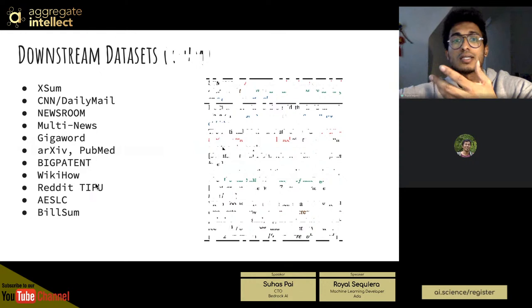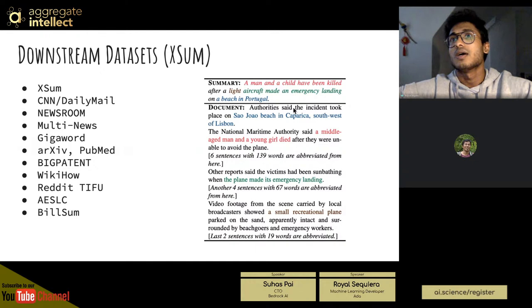And here are some examples. If we look at this, this is extreme summarization, and these summaries are gold summaries or reference summaries. So you can see that it seems like a much harder task for a model to build these summaries.